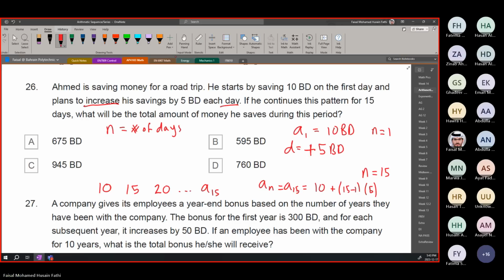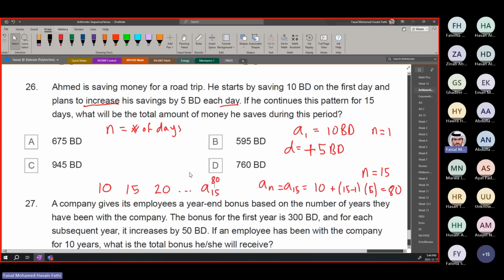So 10 plus 15 minus 1 into 5. This is your AN. We found our AN, and we found this to be 80. Our A15 is 80. But this is just our AN. We want to find the total money he is saving, not the amount he saved on the 15th day. What we mean by that is we need to add all of these up.